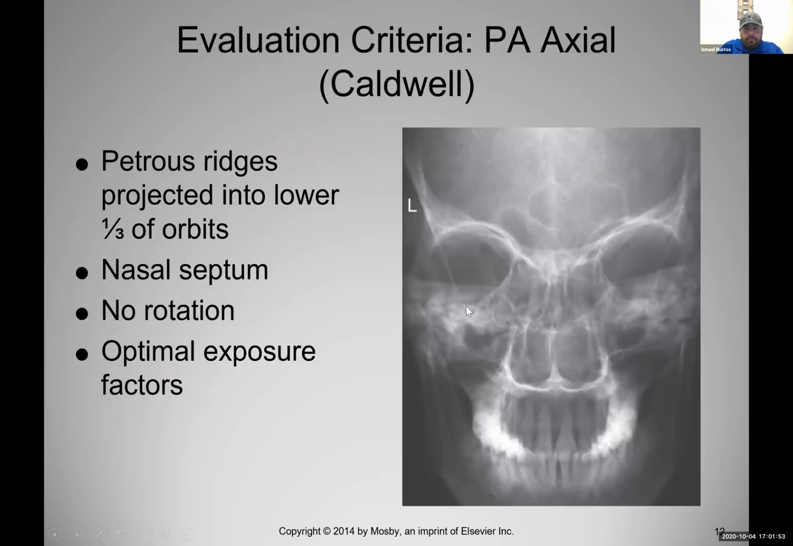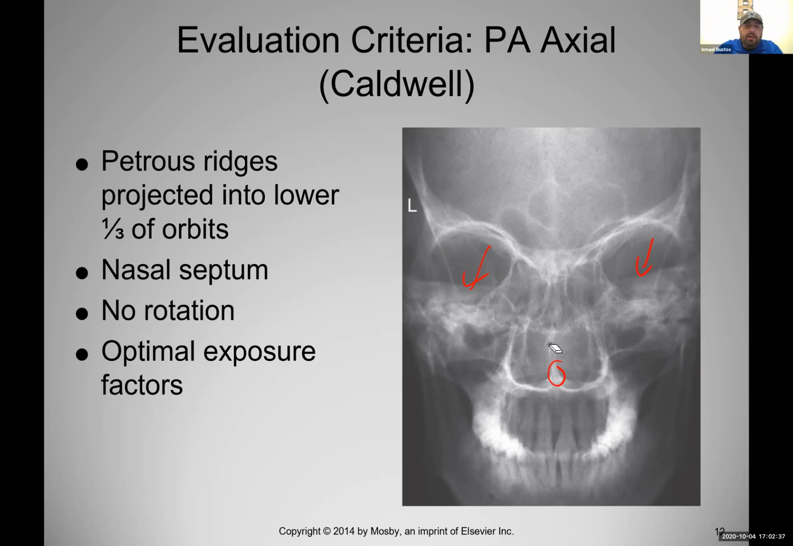All right, here it is. The criteria for a good Caldwell projection is that you want to see those petrous ridges in the lower third of the orbit, which you do here. If they are up too high, that means there was not enough angle. If they're too low, there was too much angle. Here is the perpendicular plate that we're looking at. It looks like it's a little bit deviated to one side, which it very well could be. But that's what you want to see right there. Then you have your anterior nasal spine. This is another projection to show us the bony nasal septum in case you can't see it too well on the Waters.